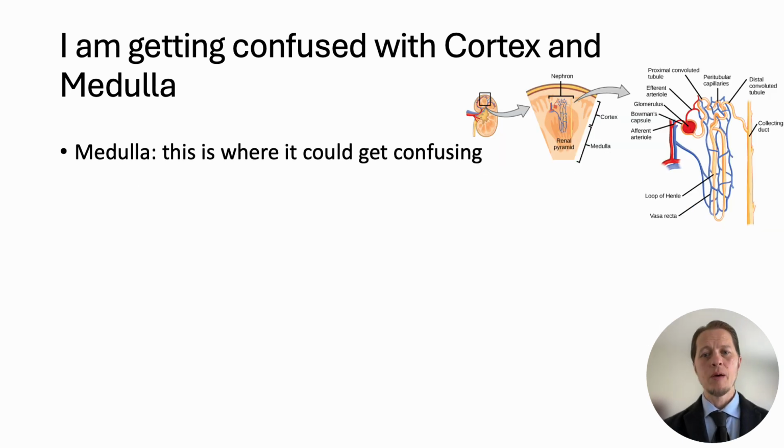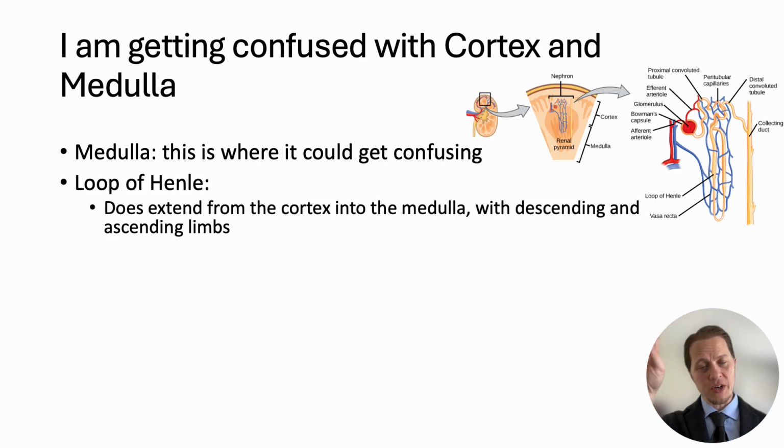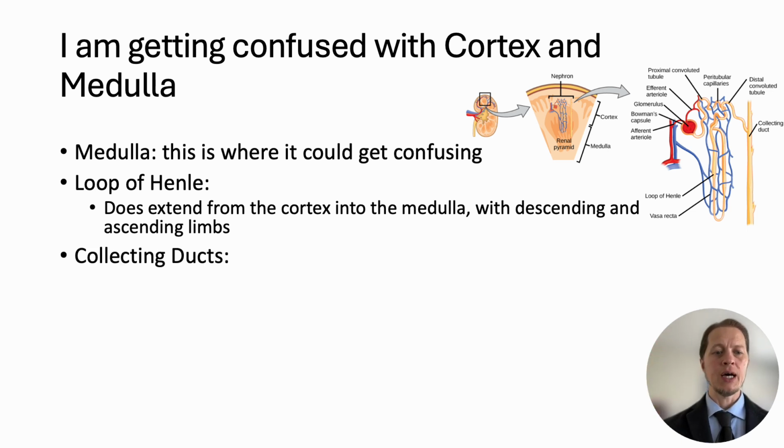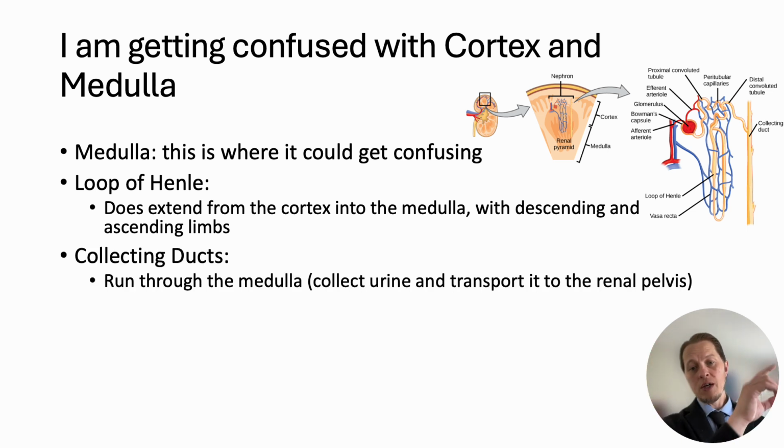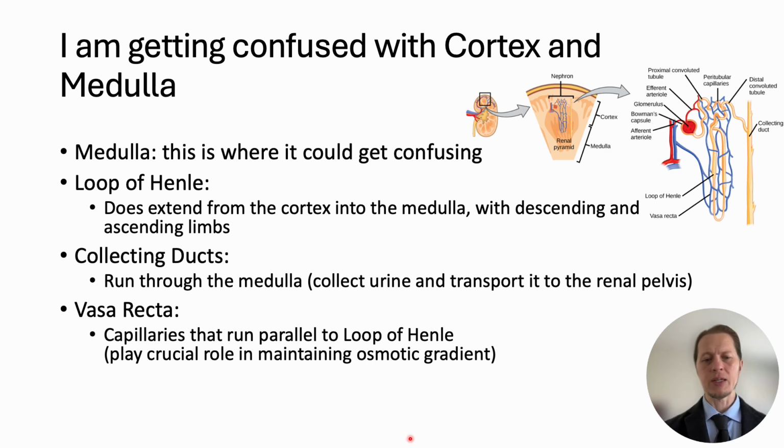And that's really it. Medulla is where things could get a little confusing. The loop of Henle does start in the cortex, but it mainly extends into the medulla, that descending and ascending limbs. The collecting ducts also run into and through the medulla. They got to come from somewhere and go somewhere, so sometimes people might misinterpret collecting ducts as being a cortical structure, but it's really categorized as a medullary structure. The vasa recta hang out with the collecting ducts, around the loop of Henle, and help maintain osmotic gradient.